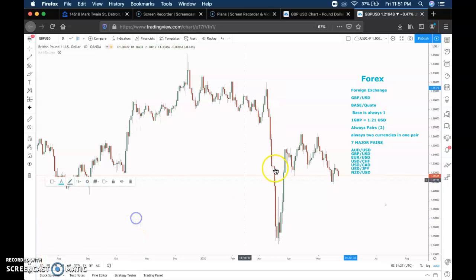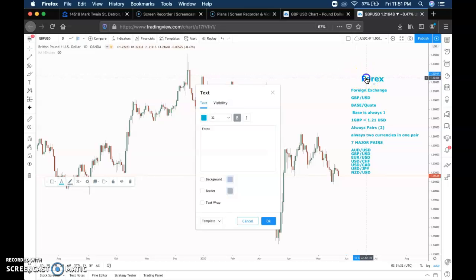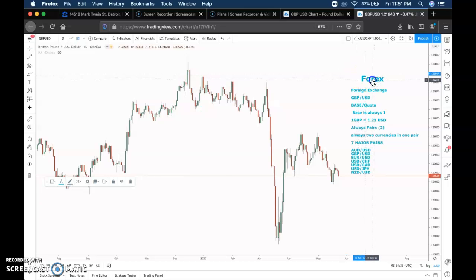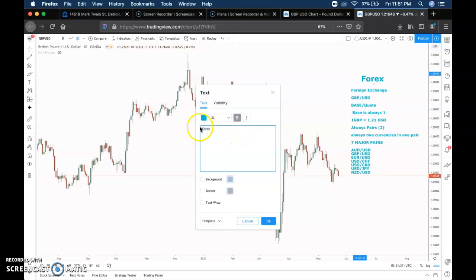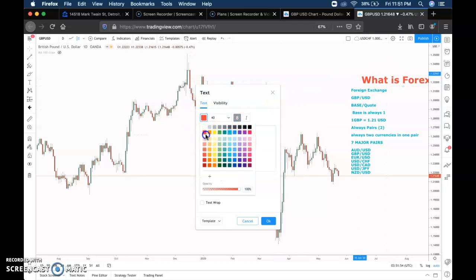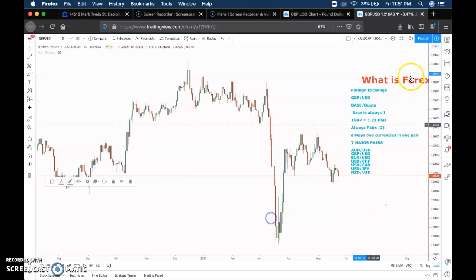But today, what I want to do is show you what Forex is. Forex is short for foreign exchange.